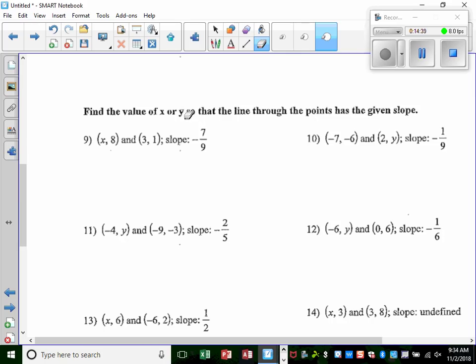Notice they already give us the slope answer, but they don't give us all 4 coordinates. You're going to be missing one of them. Like here, I'm missing the x sub 1. Here, I'm missing the y sub 2. So you're missing a coordinate. So we're going to go over how you find the missing coordinate.